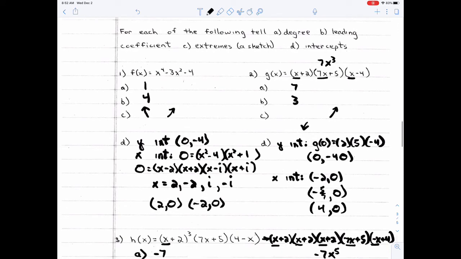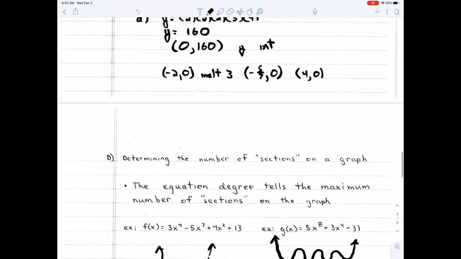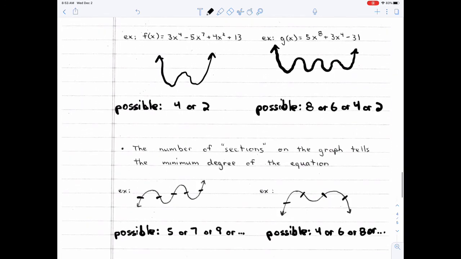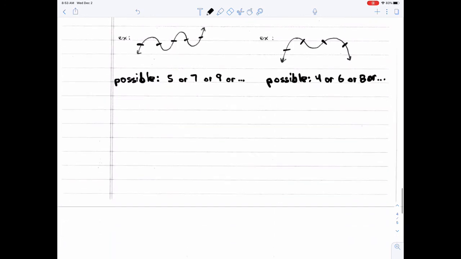So hopefully that's helpful. Next time what we'll do then is actually take a look at graphing things.